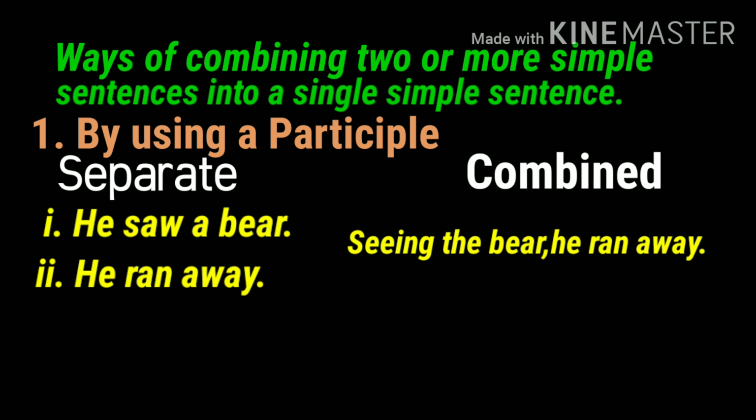Seeing the bear, he ran away. Which action took place first? He saw a bear. That is why we are using the present participle with the first one. Seeing the bear, then only what? He ran away. Here the subject needs to be the same in both the sentences.